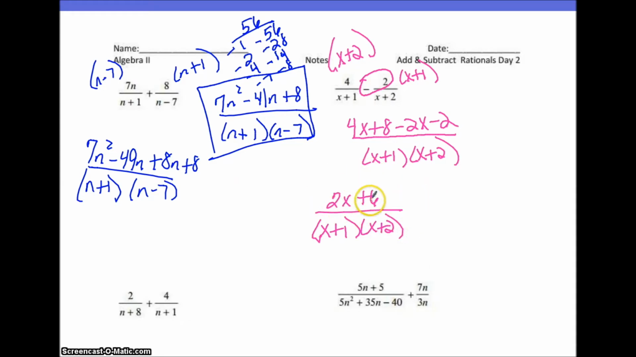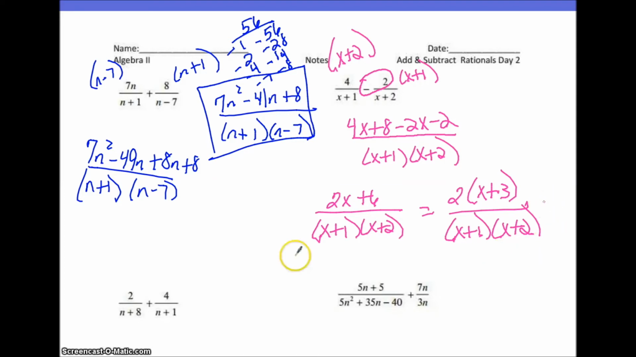You got to notice 2x plus 6, you can pull a 2 out. Pull out a 2 and it leaves you x plus 3 over x plus 1 and x plus 2. Okay, these 2's will not cancel because x plus 2 is protected. It's all or nothing. And no, it didn't get us anywhere to pull the 2 out this time, but you've got to do it just in case. Looking at the next one.